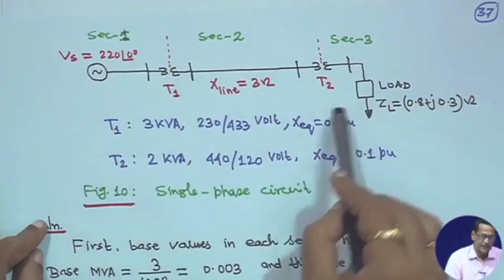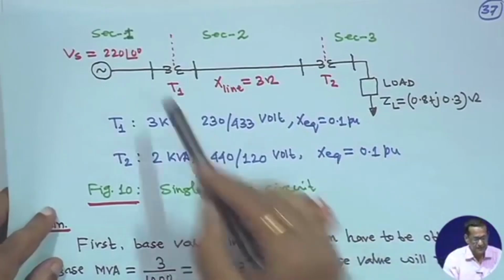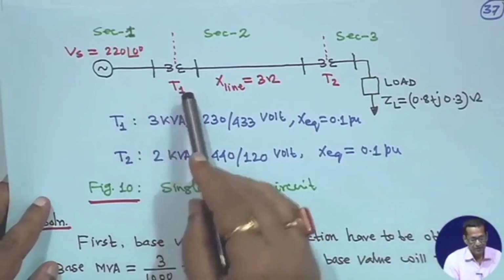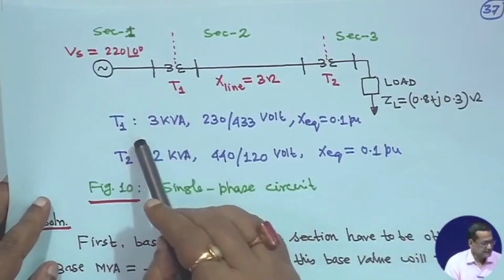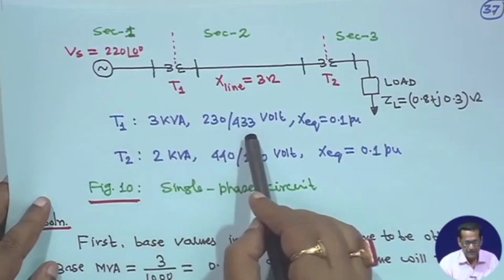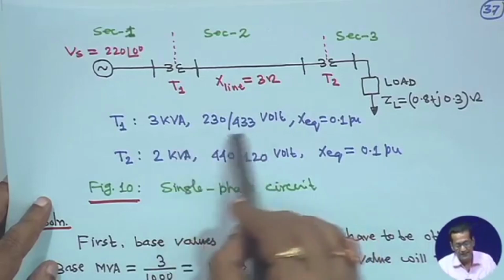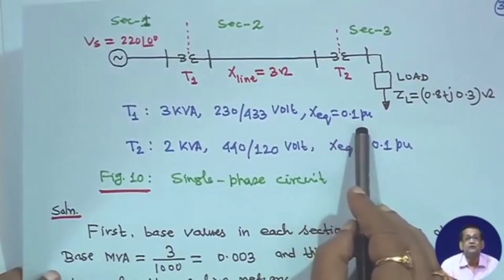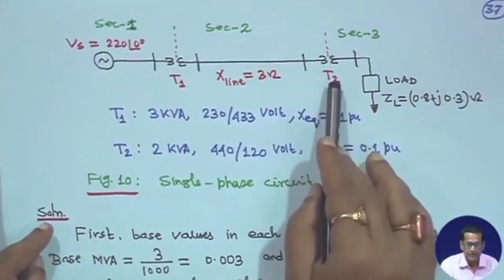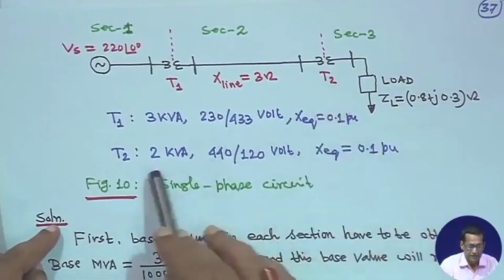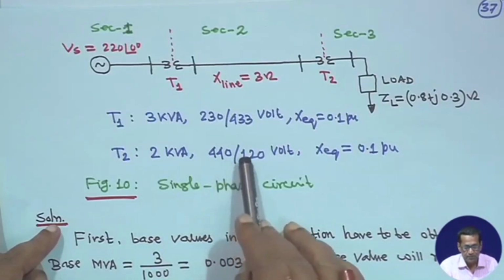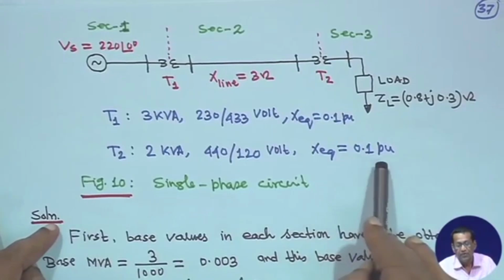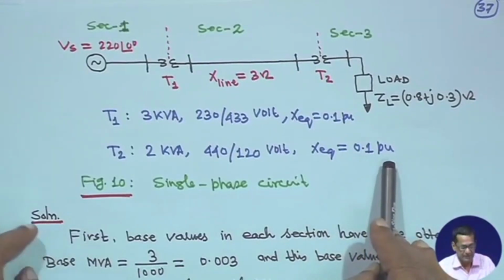So, this whole thing has been divided into 3 sections, this is section 1, this is section 2 and this is section 3. Now, for transformer T1 it is given 3 kVA, 230 upon 433 volt, this is the rating of this transformer, and equivalent reactance is given 0.1 per unit, right. Similarly, transformer T2 is 2 kVA, 440 upon 120 volt, right, and X equivalent again 0.1 per unit, these are the data given, right.